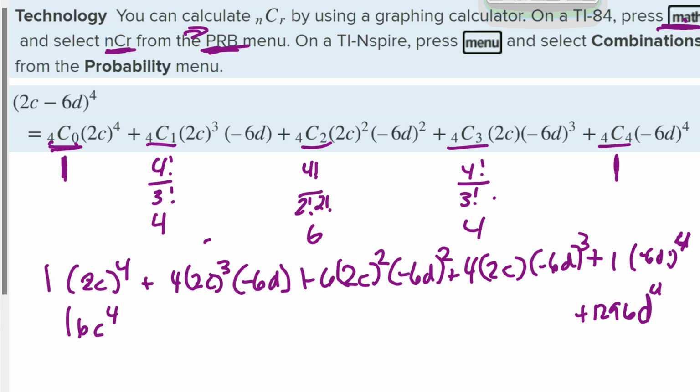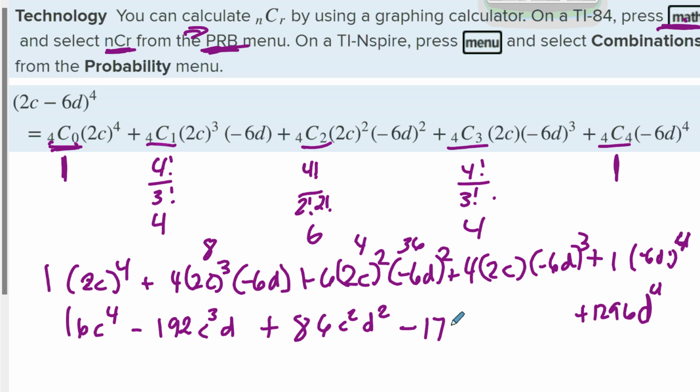This one's 2 to the 3rd, which is 8, times negative 6, times 4. So we get a negative 192 c cubed d. And then this one, 2 squared is 4, negative 6 squared is 36, so we have 36 times 4 times 6, which is 864, and this would be c squared d squared. Then this one we have negative 6 cubed, times 2 and times 4, so that would be a negative 1728 c d cubed.